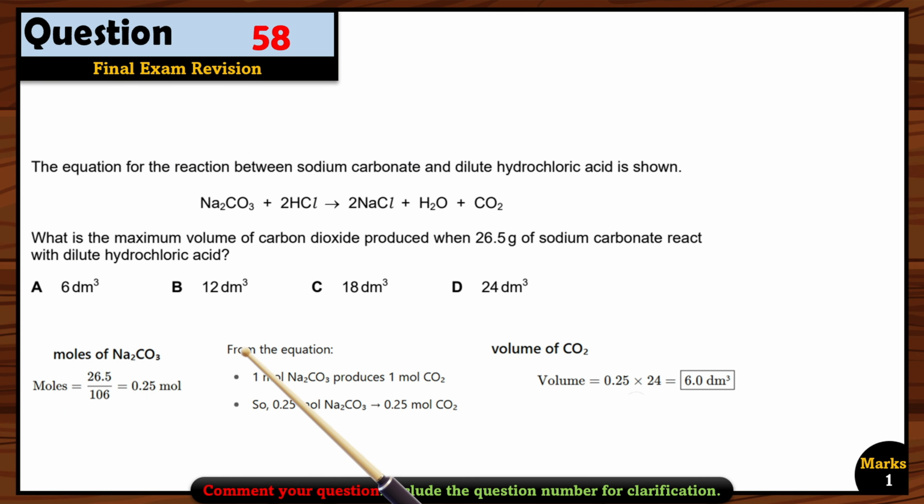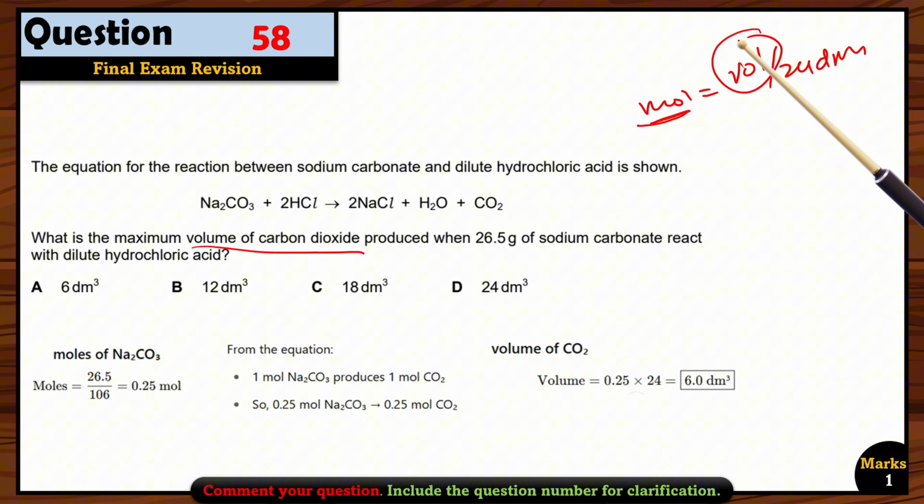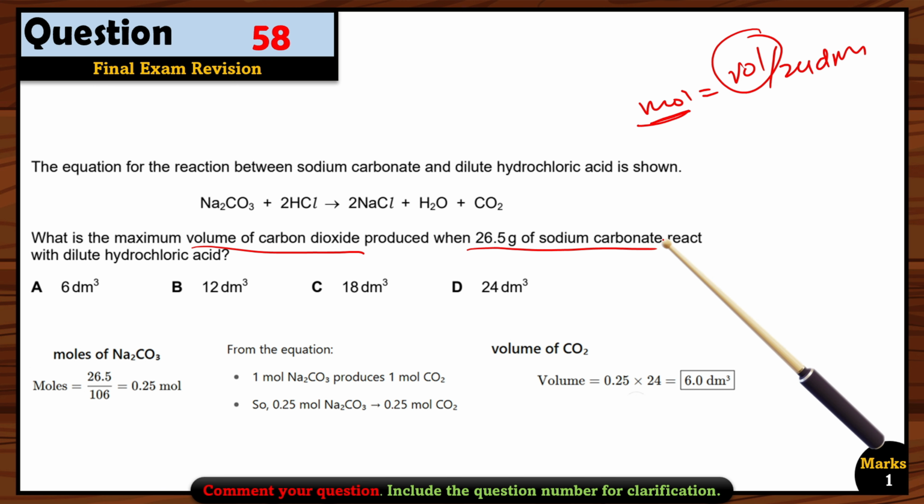Question 58, the equation for the reaction between sodium carbonate and dilute HCl is shown. What is the maximum volume of carbon dioxide produced when 26 grams of sodium carbonate react with dilute HCl? Okay, again, same question. You just have to find the volume of carbon dioxide. And what is the formula? Moles is equal to volume divided by 24 dm cube. Yes. And now we have to just find the moles. Then easily we can find the volume. So how can we find the moles? From here. This is the information given.